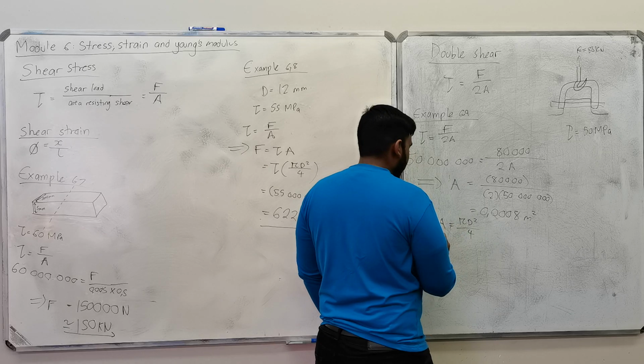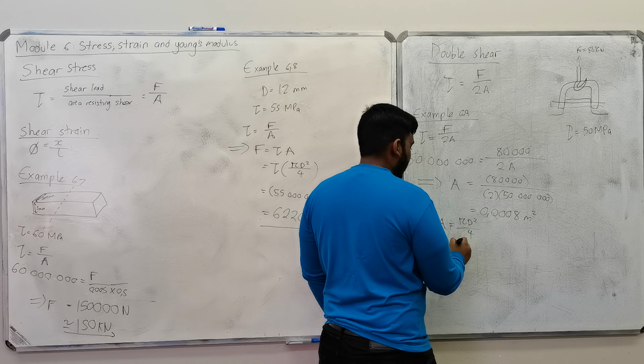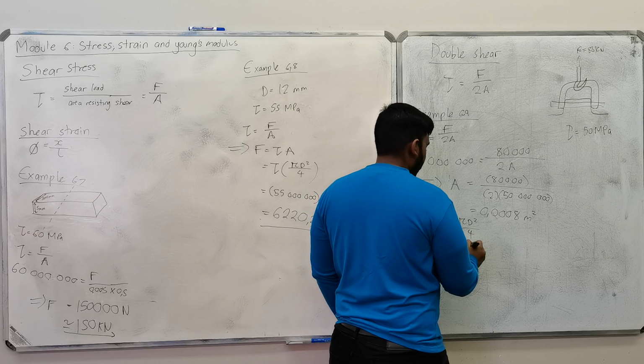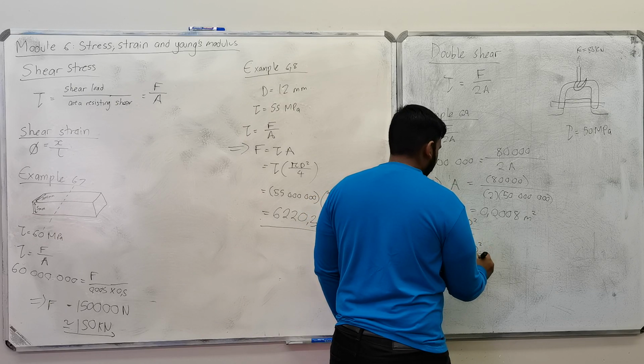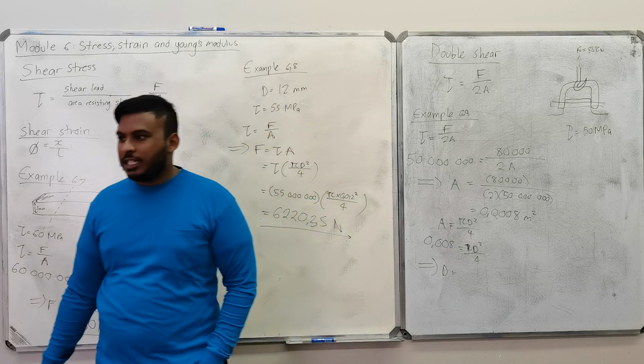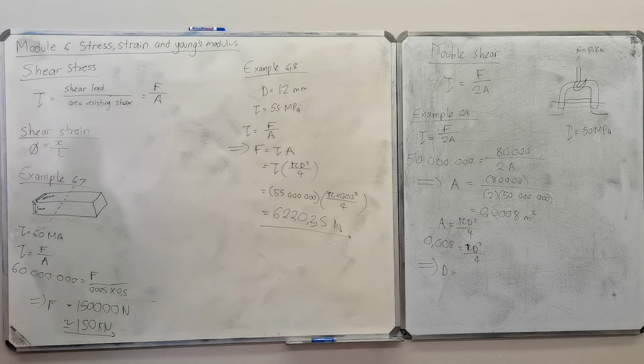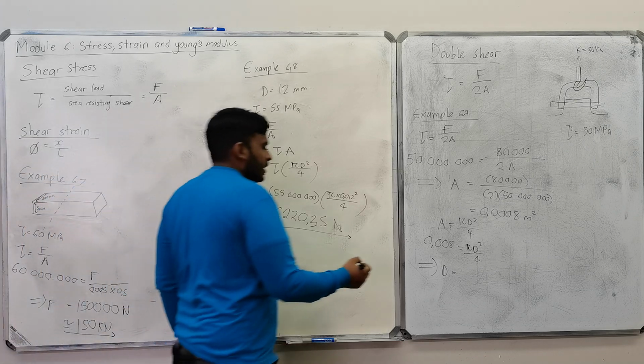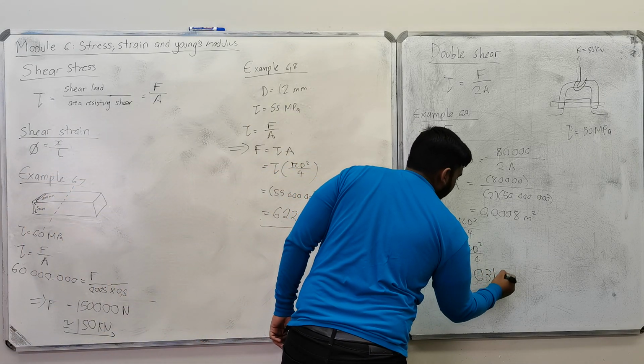We want to work out the diameter. So 0.008 is equal to pi d squared all over 4. And your diameter of the pin would be: you multiply it by 4, divide it by pi, and square root that answer. The answer they got in the textbook is wrong. The answer is 0.0319.